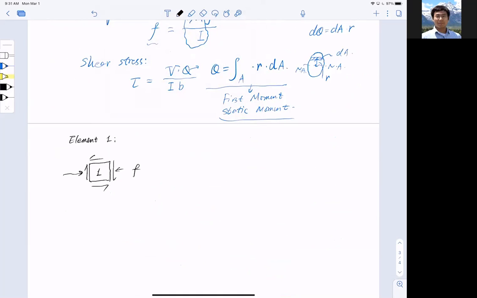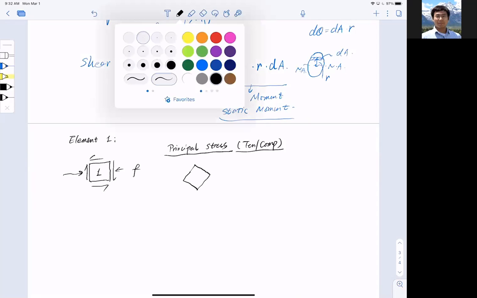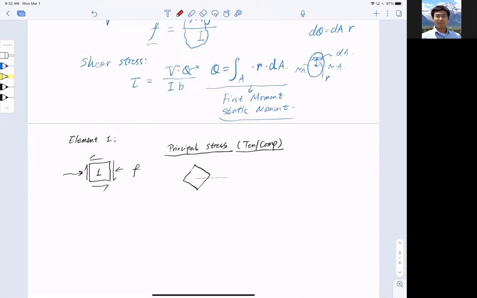All right, so what about the principal stress? First of all, the definition of principal stress. Recall from your mechanics of materials class, the definition of principal stress is that I can rotate the block or element to a direction in which I don't see shear anymore. I only see tension or compression. That is, if I rotate the block from this upright position to an inclined direction with the angle alpha.